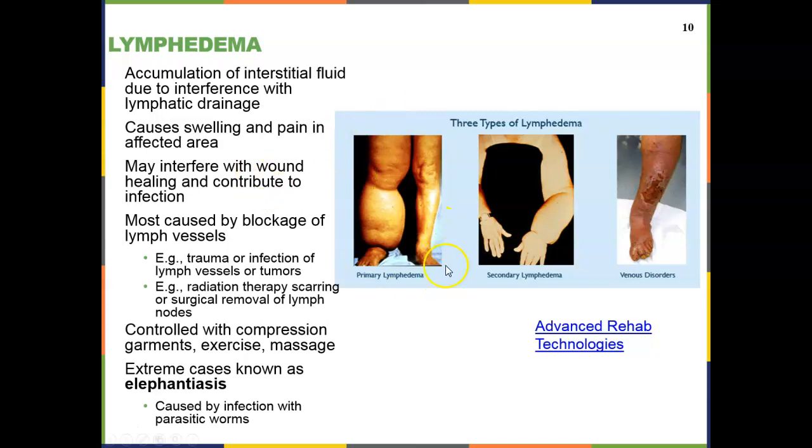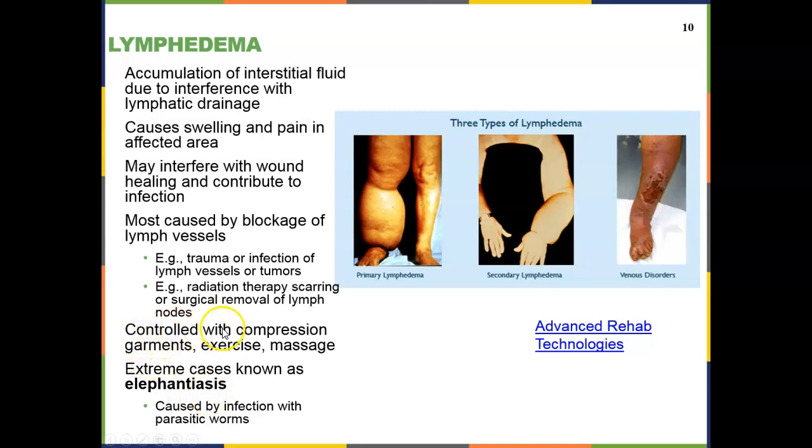There are different types of lymphedema. So lymphedema can be caused by an infection of the lymphatic vessels, tumors. It can be caused by surgery or scarring. If you have to remove any of the lymphatic vessels or nodes, that can cause lymphedema. And there are actually parasitic worms that can also cause lymphedema. And so that form of lymphedema is called elephantiasis.